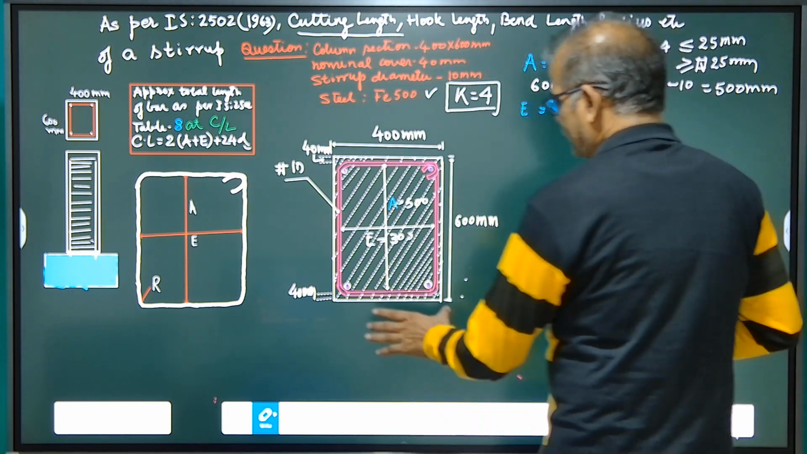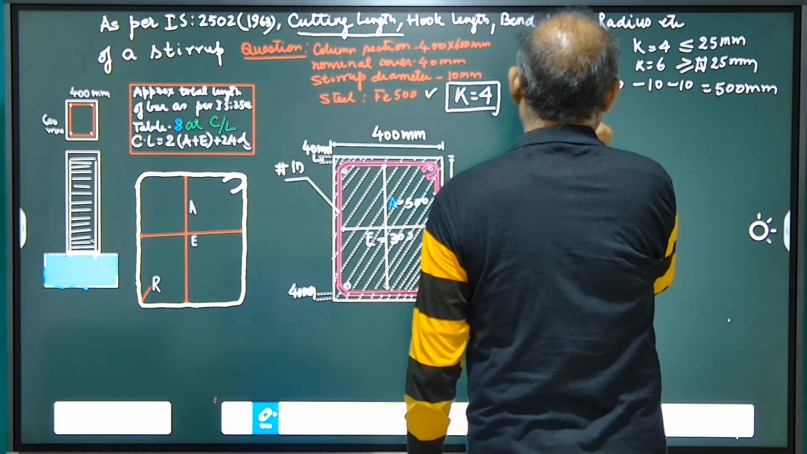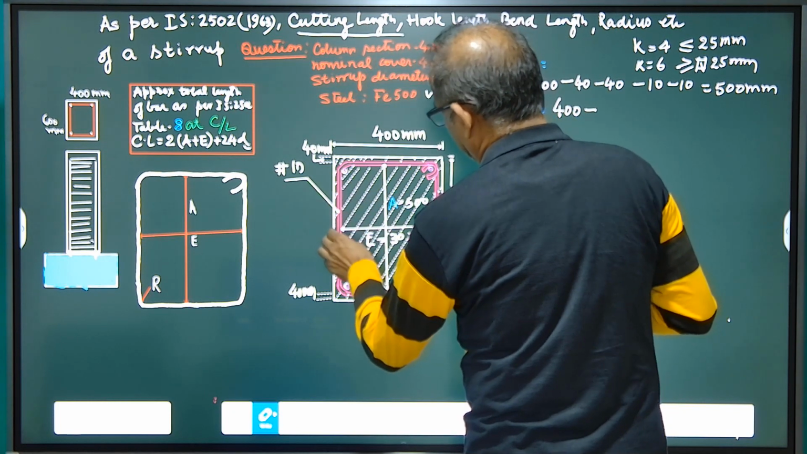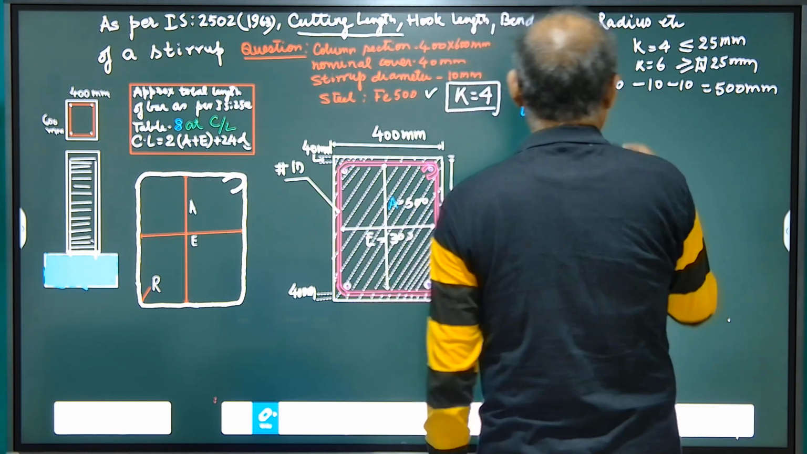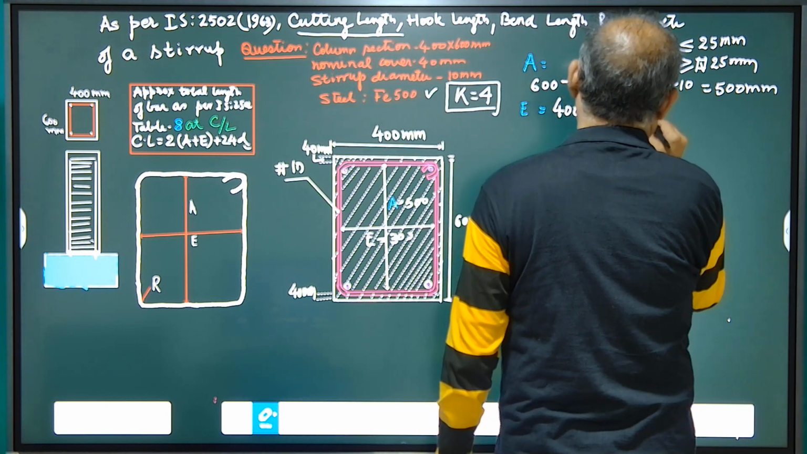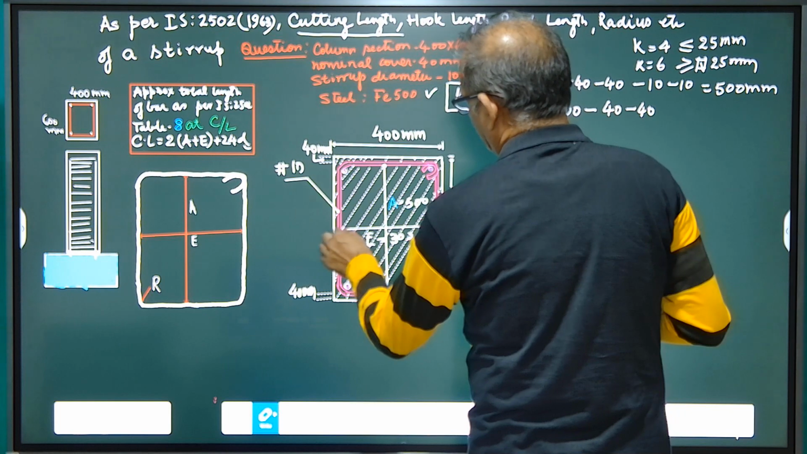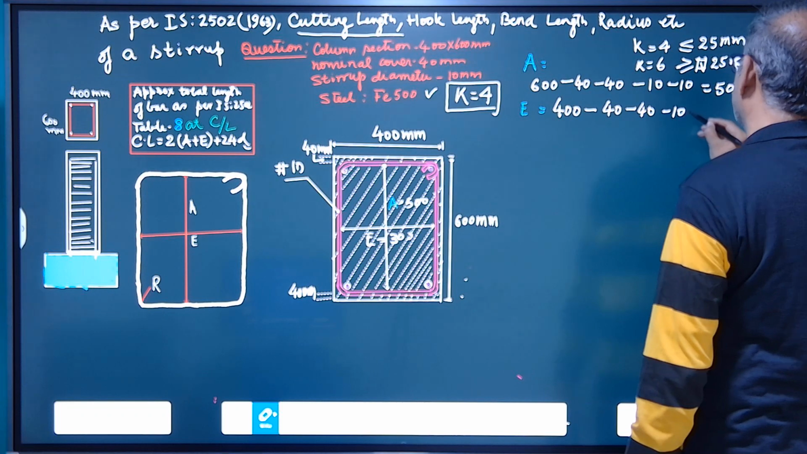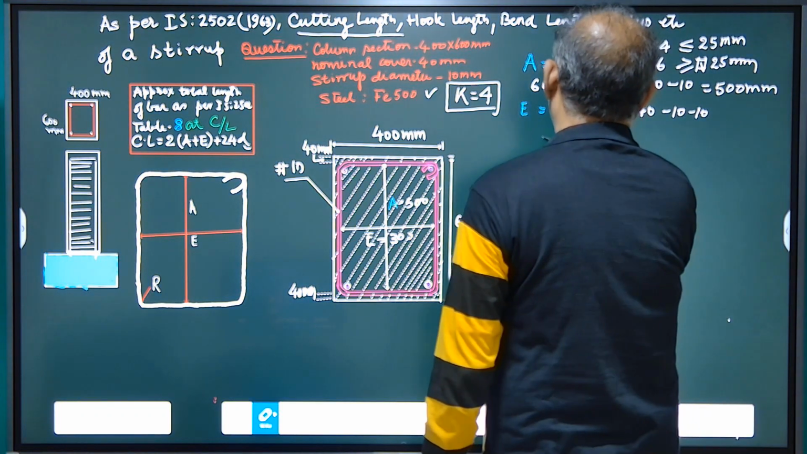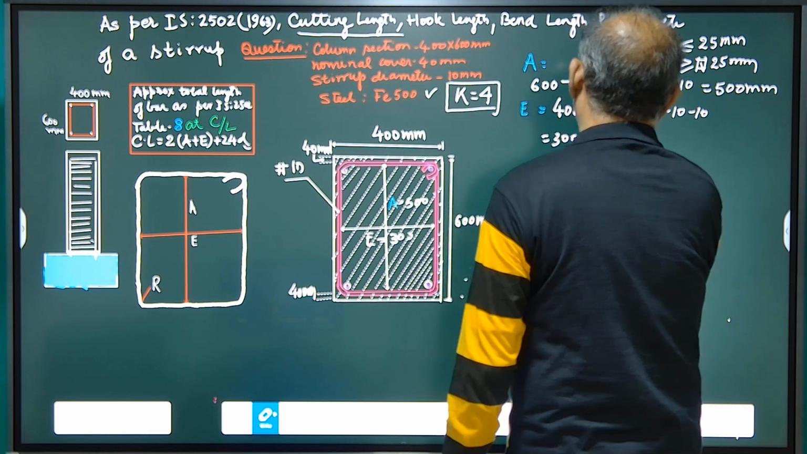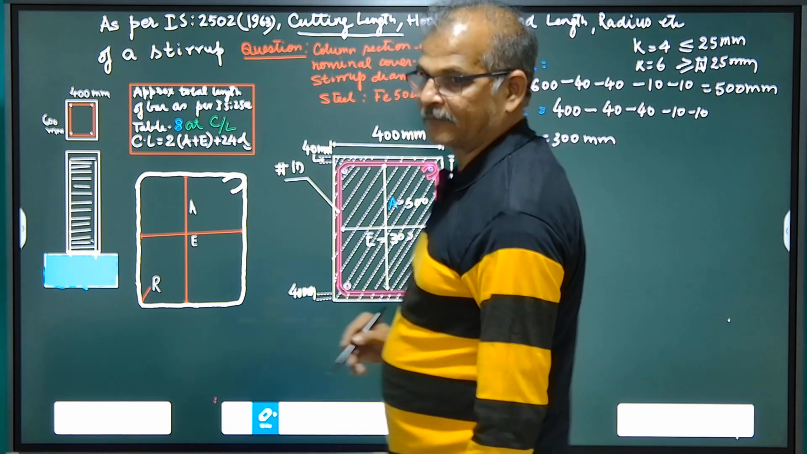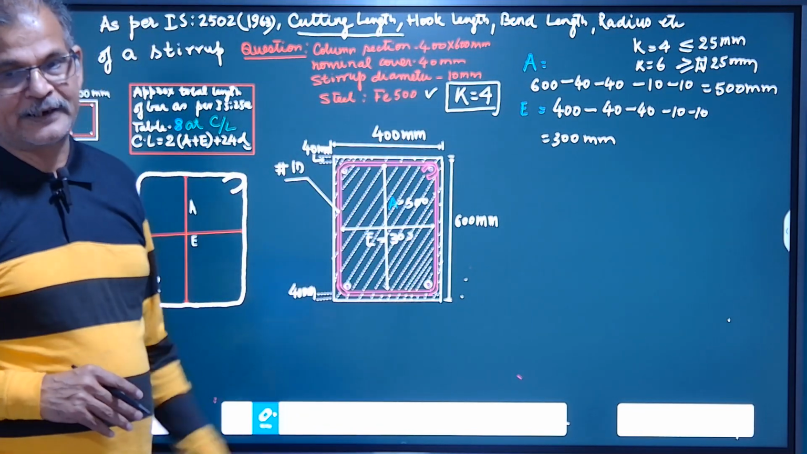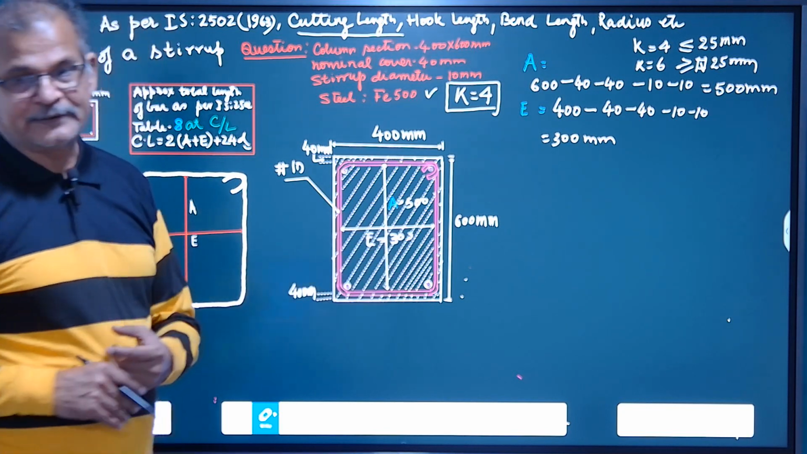And E will be, this total dimension is 400 mm, minus 2 covers, 40 mm and 40 mm, minus 2 diameters of stirrup bar, so minus 10 and 10. This will be 300. So we calculated the internal dimensions of the stirrup. A is 500 and E is 300.